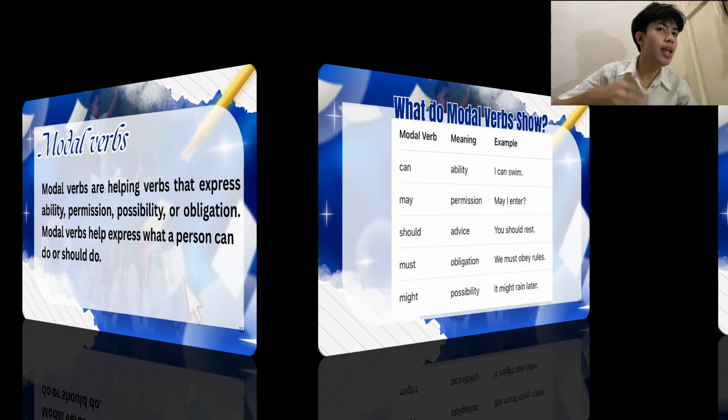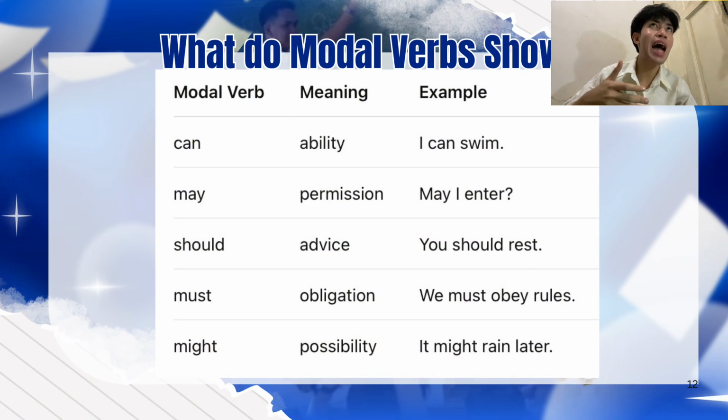For the ability, let's start with it. If I say I can swim, the word can tell us that I have the ability or skill to swim. Can you think of something you can do very well? Excellent. Whenever we are talking about skills or abilities, we often use the word can.